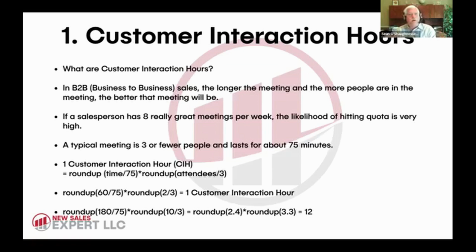So in this case, we're going to round up 2.4. 180 divided by 75 is 2.4, which rounds up to 3. Round up 3.3: 10 divided by 3 is 3.3, which rounds up to 4. 4 times 3 is 12. So you would get 12 customer interaction hours for that meeting.